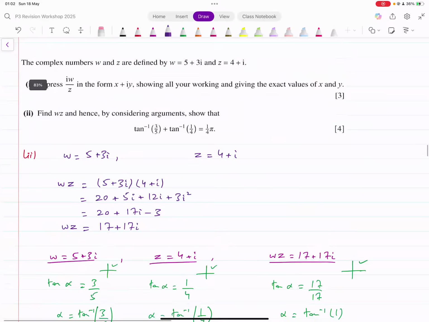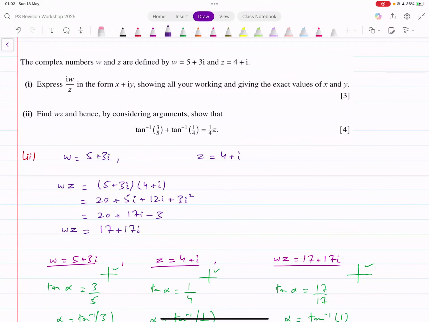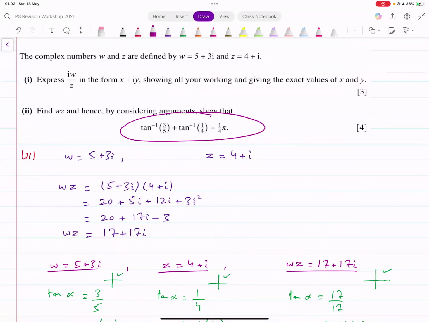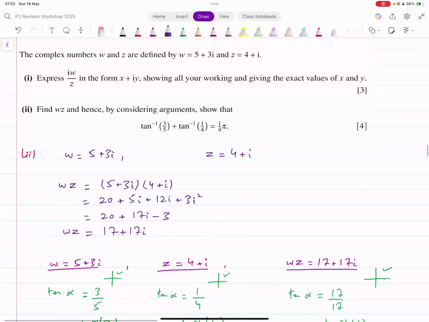So you'll have to use these properties often when you are asked to prove equations like these. Now, the first part is straightforward here. I've skipped that. In the second part, it says, find WZ. So you've got two complex numbers given, W and Z. They ask you to find WZ first of all, so you can evaluate that, multiply those two complex numbers. That turns out to be 17 plus 17 iota.